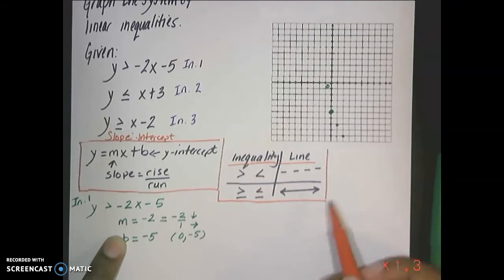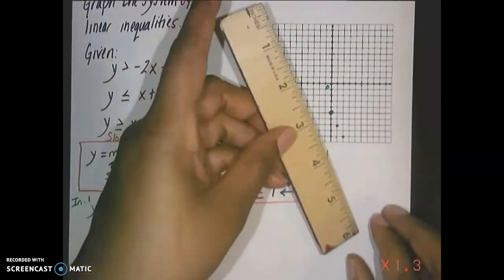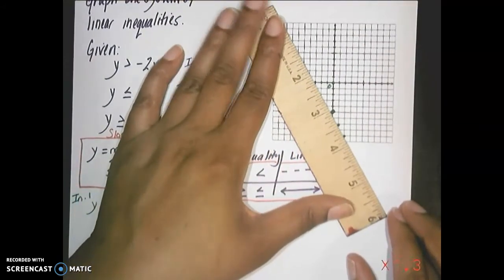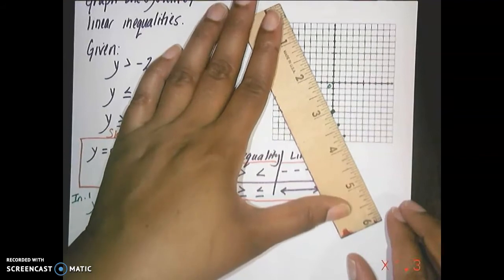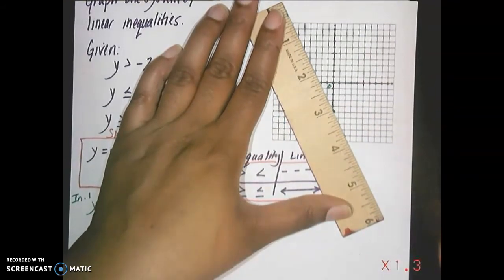If we have greater than or equal to or less than or equal to, then we should have a solid line. So what I'm going to do here, I have a greater than sign here. So I'm going to make my line here, but it's going to be a dash line. So you make your line there and make sure that you got a dash line. So here we go.